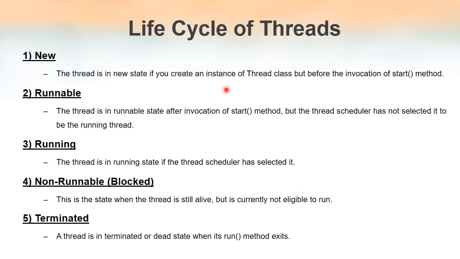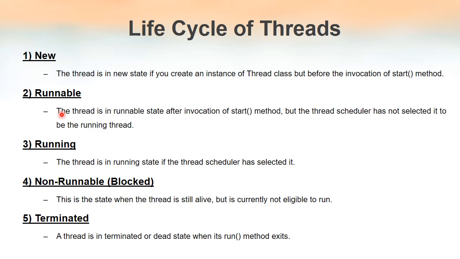A thread is in the new state whenever we create an instance of the Thread class. That means when we create an object of the Thread class, but before we call the start method. Runnable: a thread is in the runnable state after invocation of the start method. That is, once we create the thread object, if the thread wants to start its working, we need to call the start method of the Thread class.